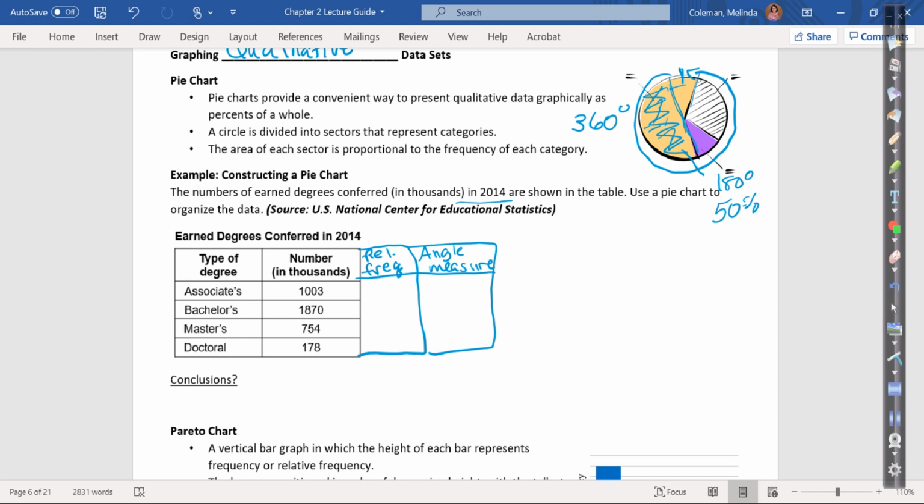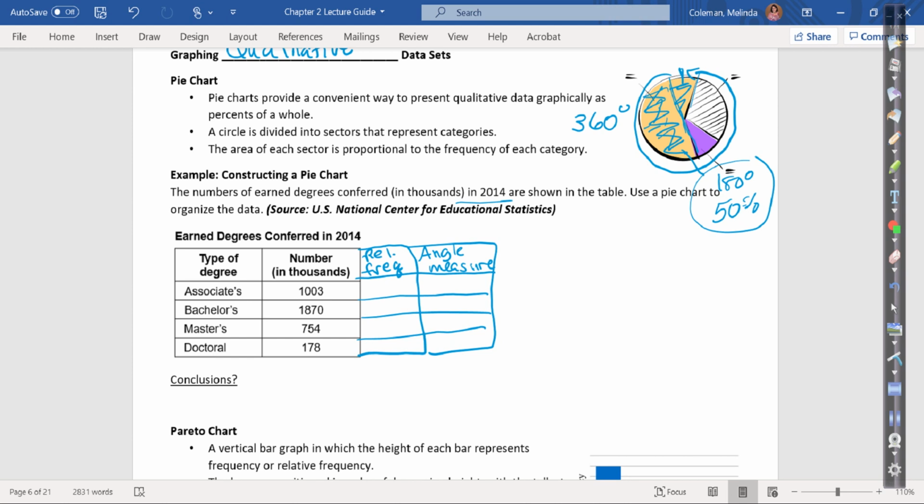So if we included all of the gold, we would have to have more than 180 degrees and more than 50% of the data. And that's what the relative frequency and the angle measure is going to tell us, exactly what these numbers represent. So it's not quite as intuitive as some of the others that we've done. There's a little bit more work you have to do on this.